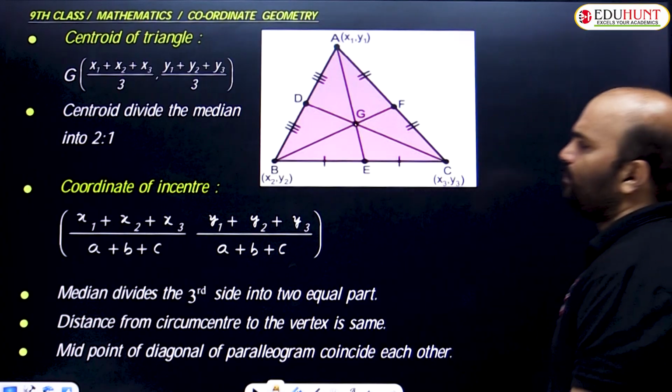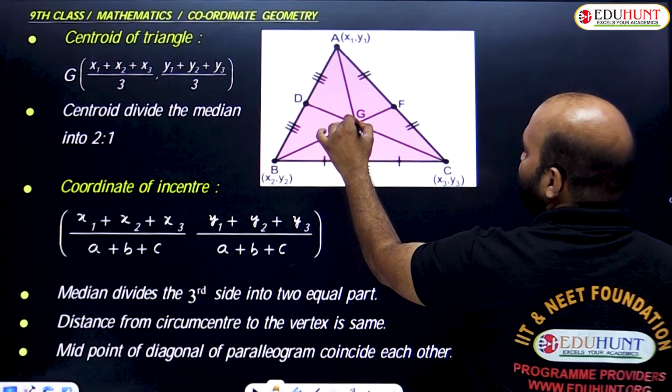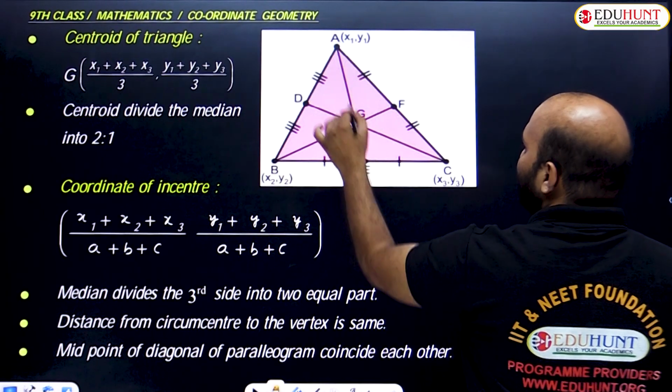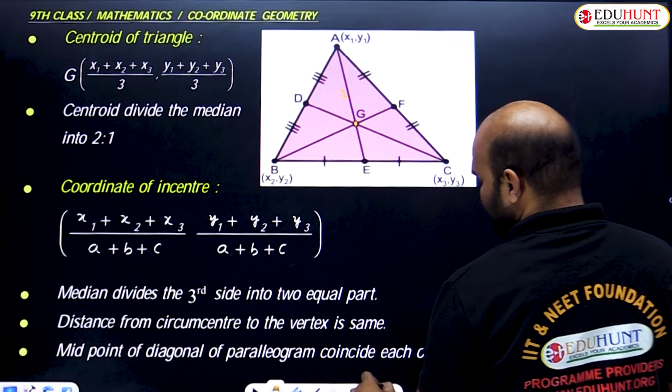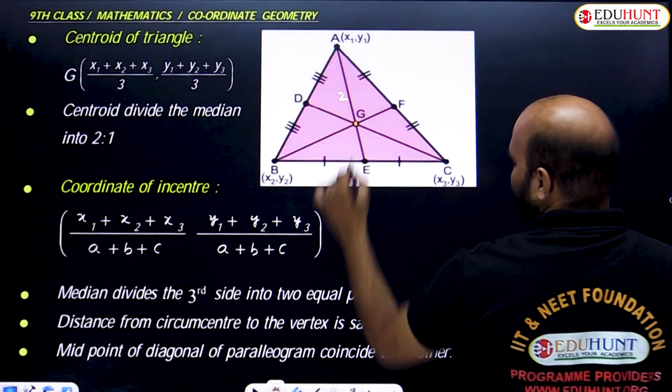Again, the centroid divides the median in the ratio of 2:1. This is the centroid, G is the centroid. The centroid divides the median in the ratio of 2:1, just like that.